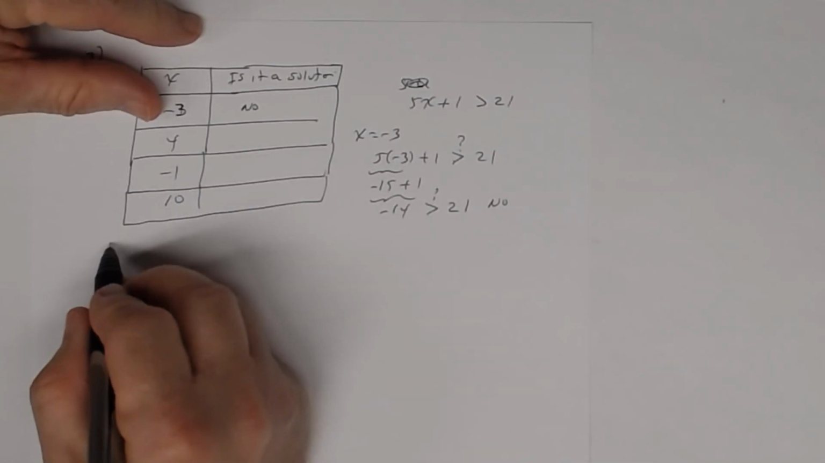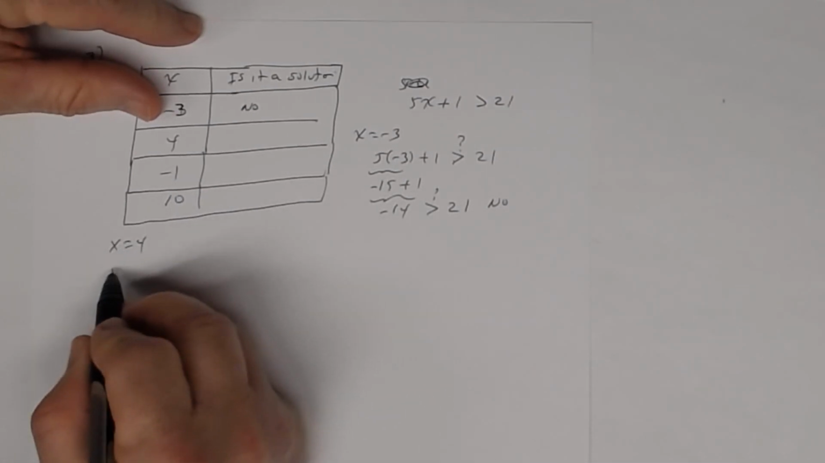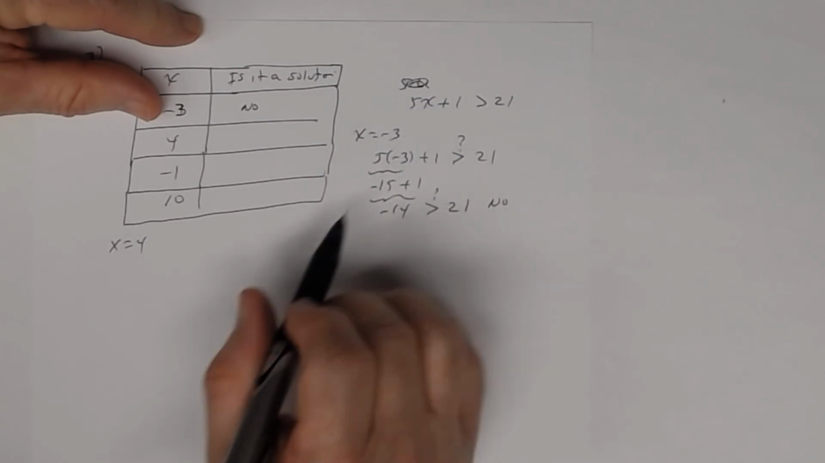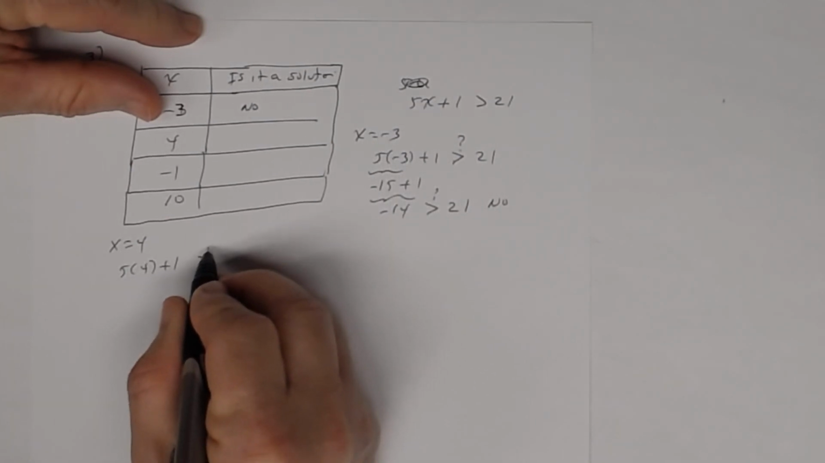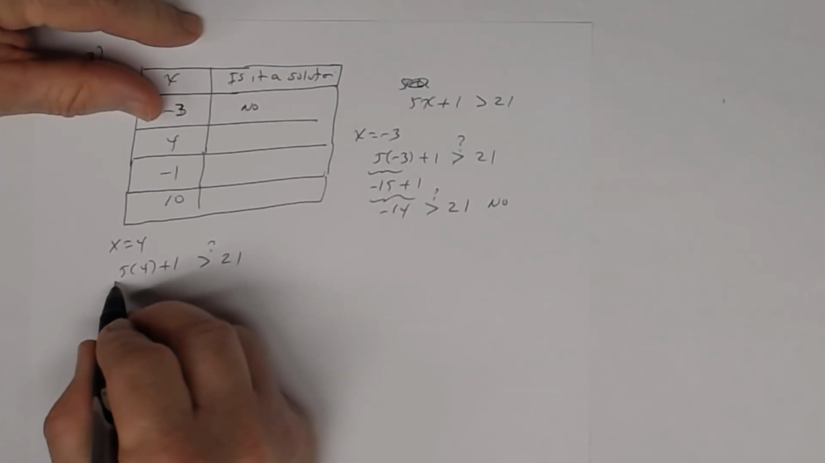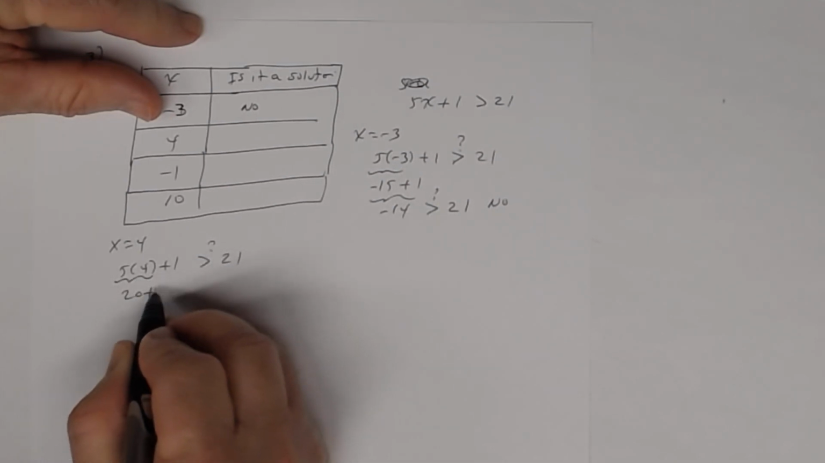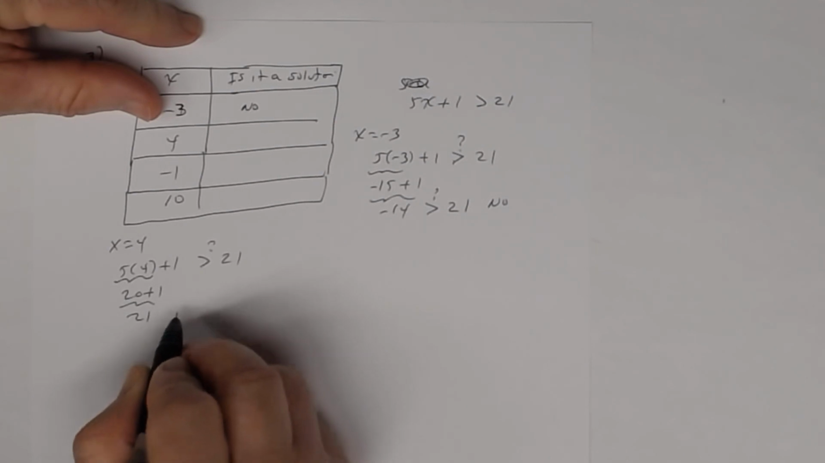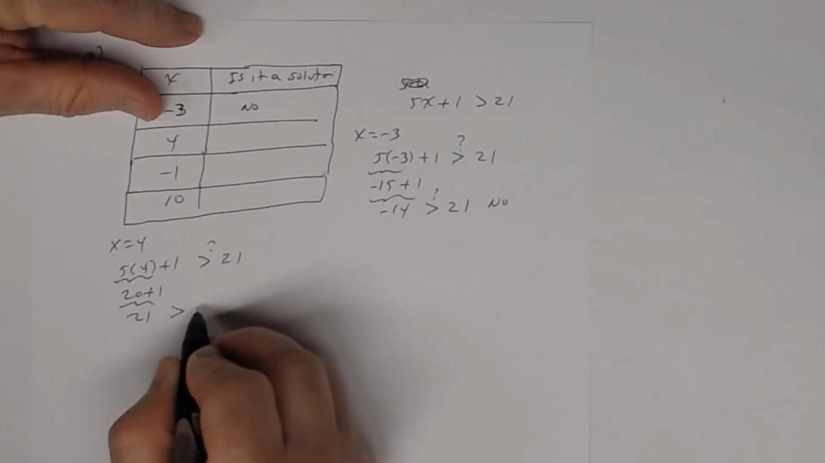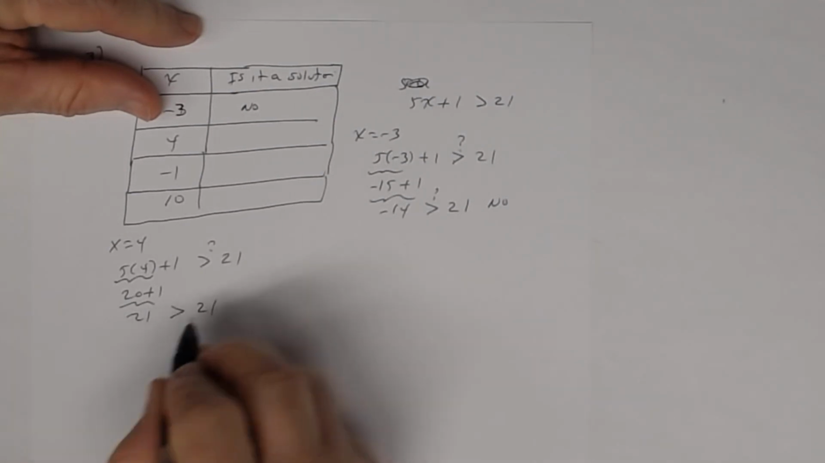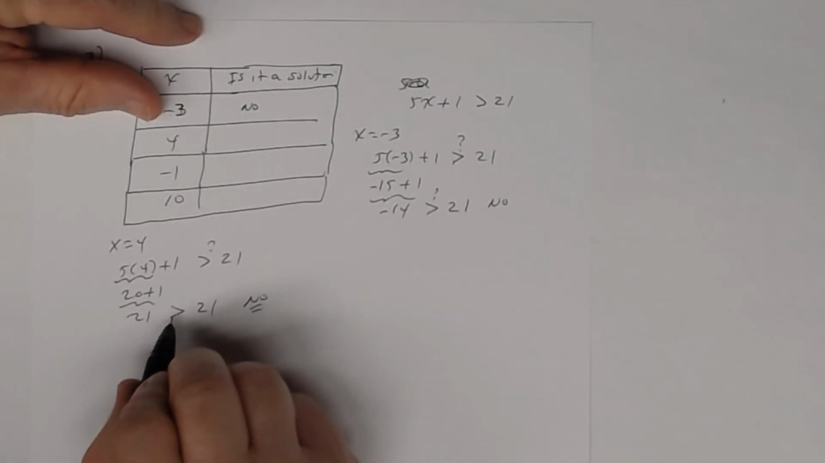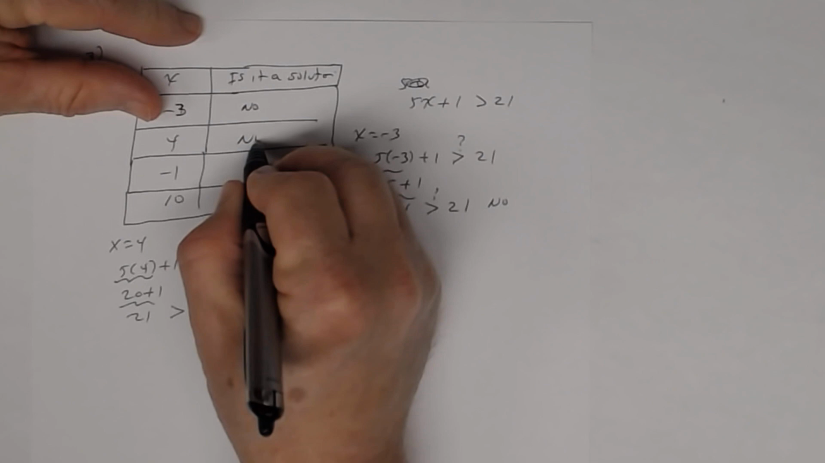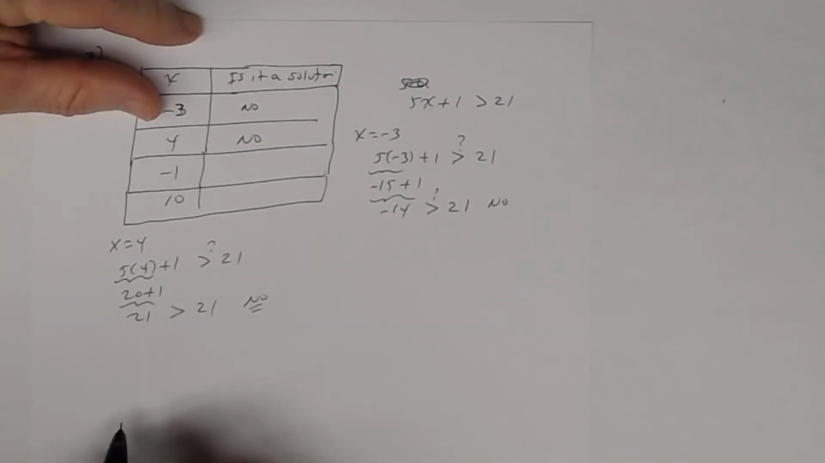Let's check 4. x = 4. So where we see the variable x, you can substitute 4. So you get 5 times 4 + 1, and I want to see if that's going to be greater than 21. Well, 5 times 4 is 20. 20 + 1 is 21. Now be careful. Is 21 greater than 21? The answer is no. 21 is equal to 21, right? It's not greater than 21. So that's not a solution. So you have to be careful there. 21 is not greater than 21.